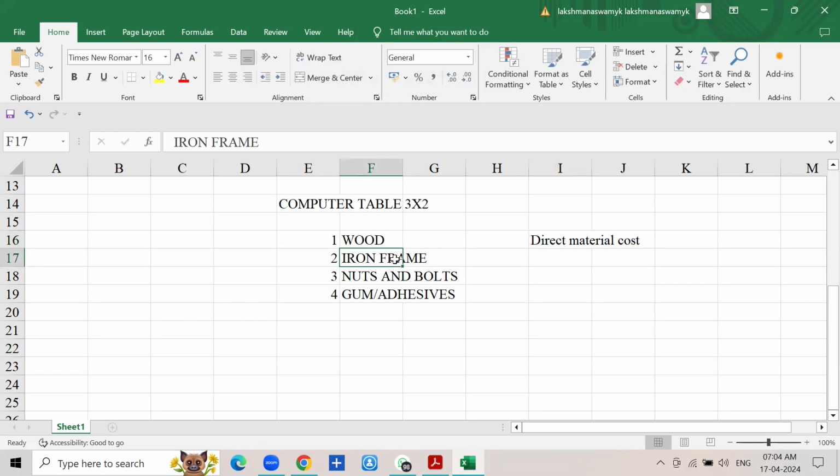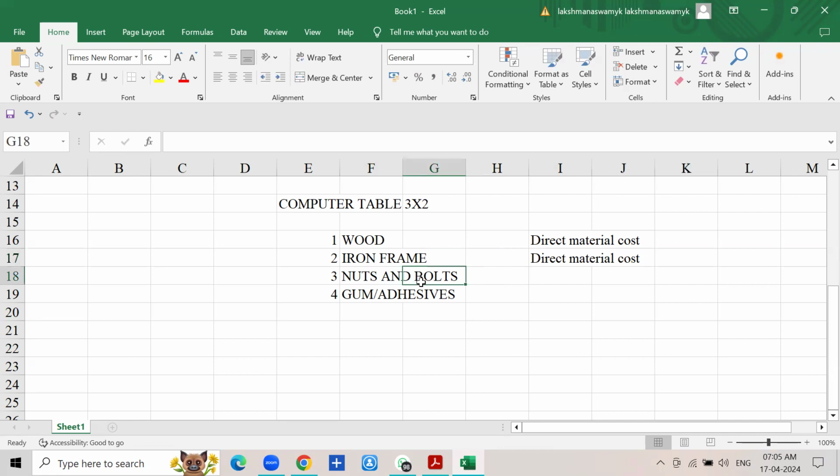Then iron frame. So we fix the wooden pieces in the iron frame, right? So we bend the iron frame and we fix the wooden pieces, right? So by just measuring the running length of the iron frame, we can say that this much of the running feet of the iron frame we have used in the manufacture of the computer table. First condition is satisfied. Then the second condition. If you compare the cost of the iron frame with the total cost of the product, it will also occupy minimum 25 to 30%, right? So it is satisfying second condition also. So iron frame is also a direct material, and the cost of the iron frame is called direct material cost.